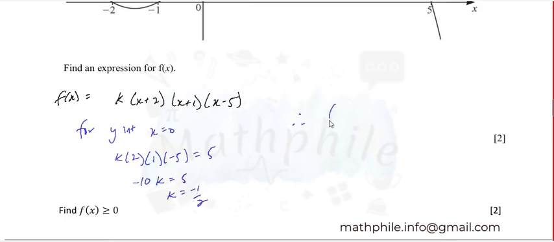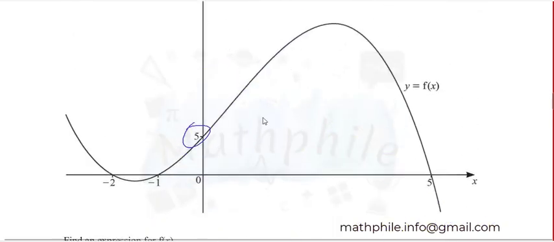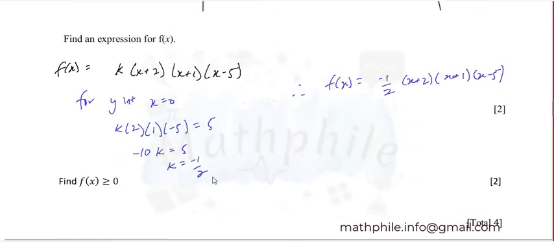Therefore, our function will be f of x is equal to negative 1 over 2 times x plus 2, x plus 1, and x minus 5, and that will answer this question. And that wasn't that difficult. This one we accept the negative and not the positive because it is not a modulus curve, it's just a regular curve, so we don't need the positive and negative aspect of it.